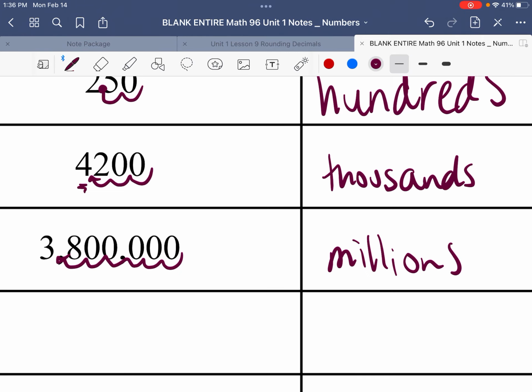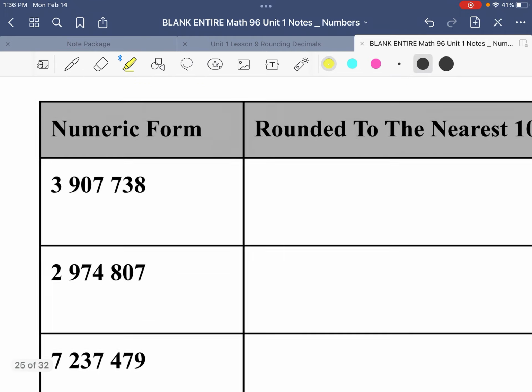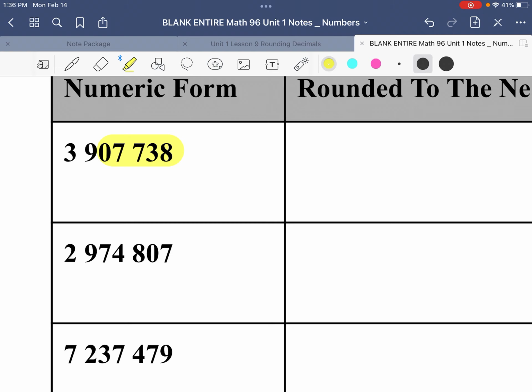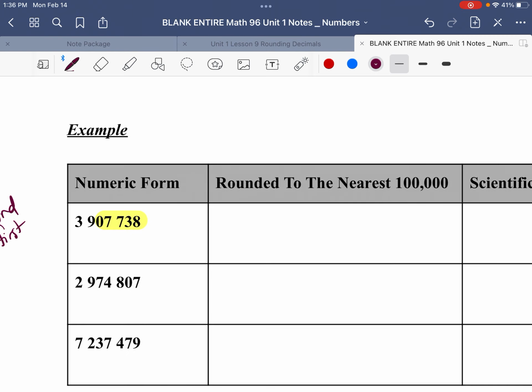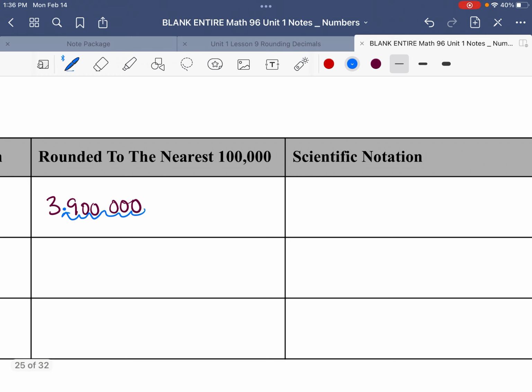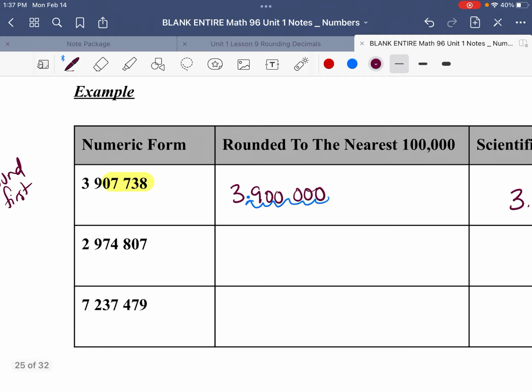Now these numbers are nice because there are just zeros hanging out at the end. But what about if they're not zeros? What if we've got a whole bunch of digits here? What we're going to do is round these first. We're going to round it to the nearest 100,000, so in this case, we get 3,900,000. We're going to move our decimal spot 1, 2, 3, 4, 5, 6. The biggest spot is in the millions, and I know that a million can be represented as 10 to the 6. So we're going to do 3.9 times 10 to the 6.